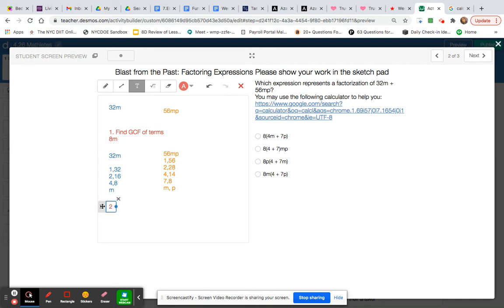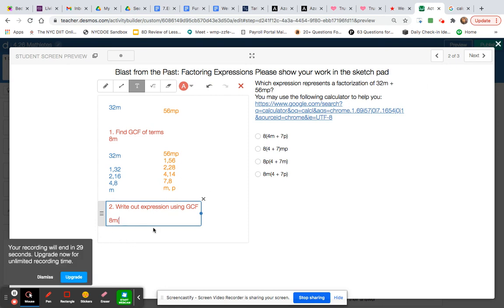Now, step 2 is going to be to write out the expression using the GCF. Okay, so I'm going to put my 8m on the outside, and now parentheses. Now I'm going to ask myself, my original expression was 32m plus 56mp. So I have to ask myself, 8 times what gives me 32? That's going to be 4. And m times what's going to give me m? So that's 1. So I'm just going to leave it as 4.